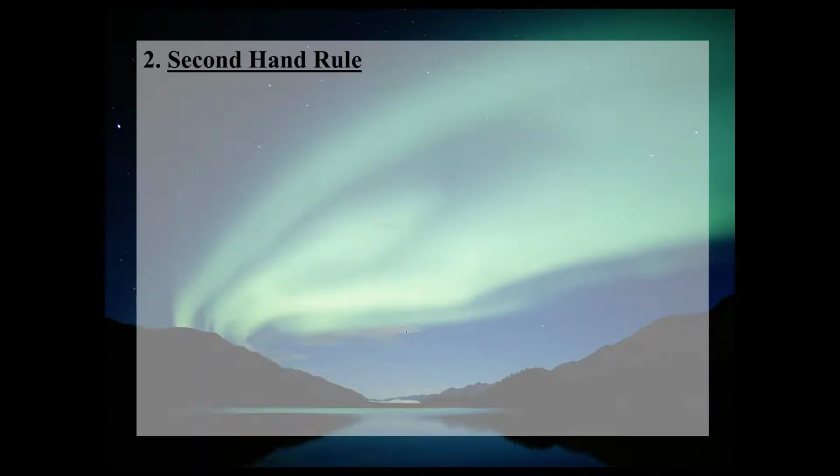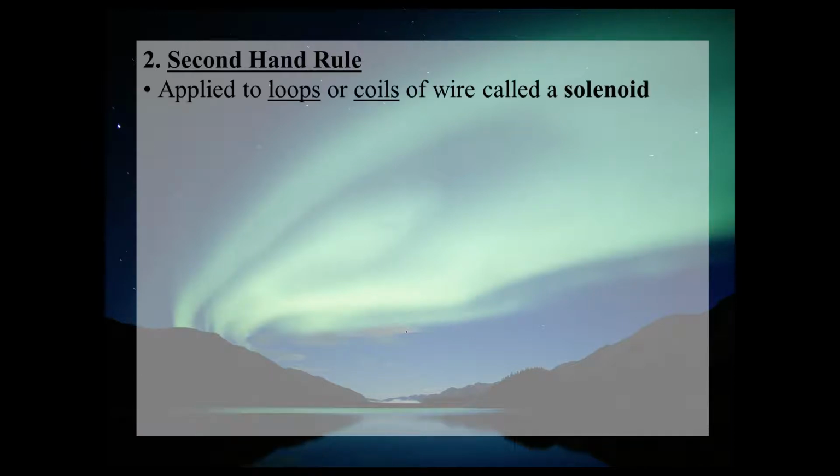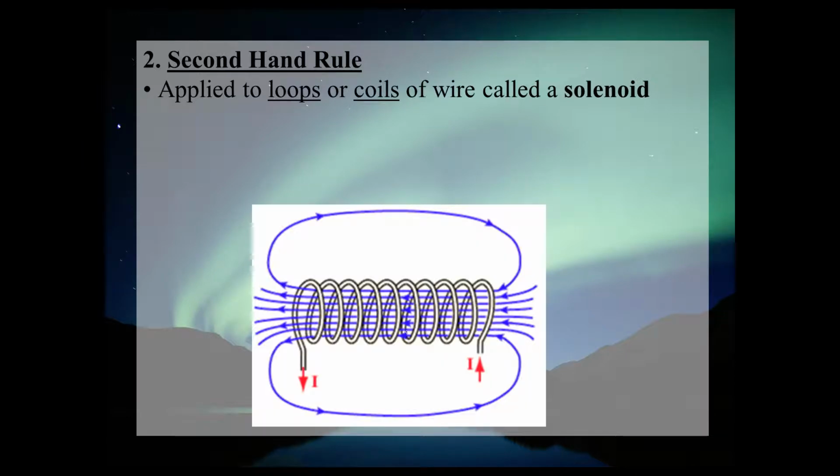The second-hand rule applies to a different type of wire. Instead of the wires being straight for the second-hand rule, we apply it to situations where the wire is looped or it's coiled. We have a special name for a device where you have a bunch of wires that are looped around or curled around, and we call that a solenoid. And the second-hand rule is going to apply to this situation when we deal with solenoids.